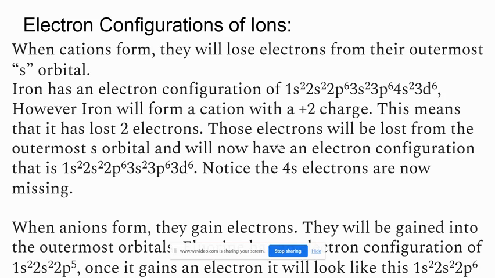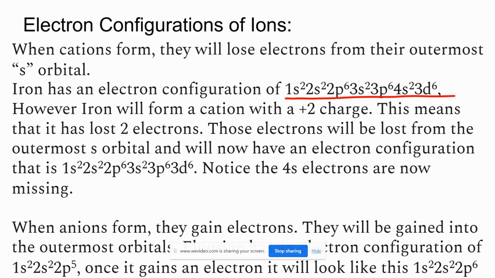When we're looking at, we talked about ions, remember? Remember us talking about ions? Okay. When you are dealing with ions, the cations will form. They're going to lose electrons from their outermost s orbital. So this is the electron configuration for iron. Okay. Iron forms a +2 charge.